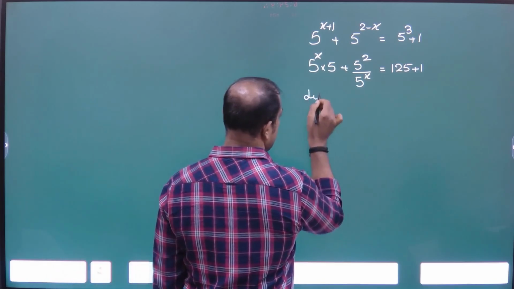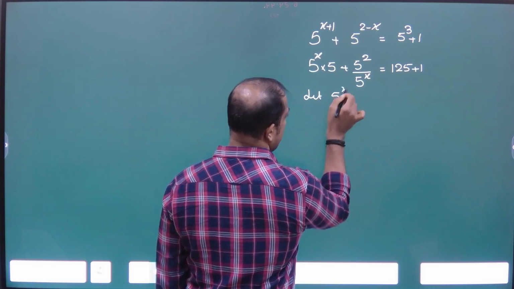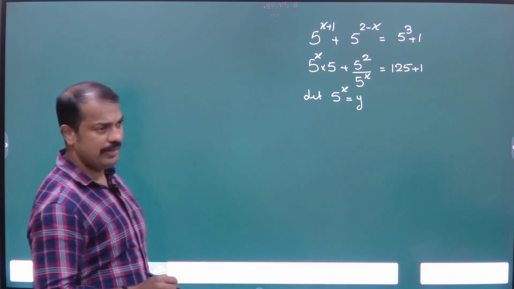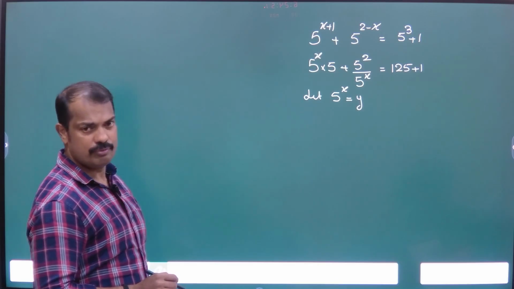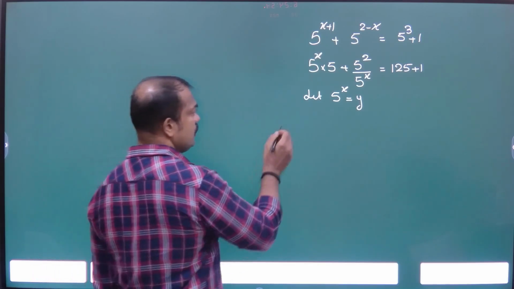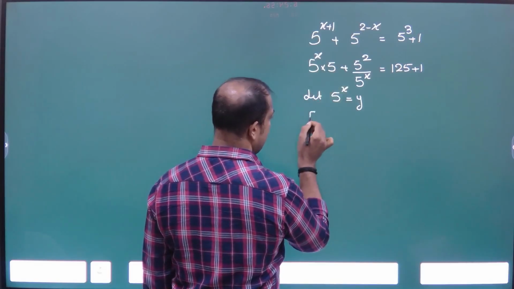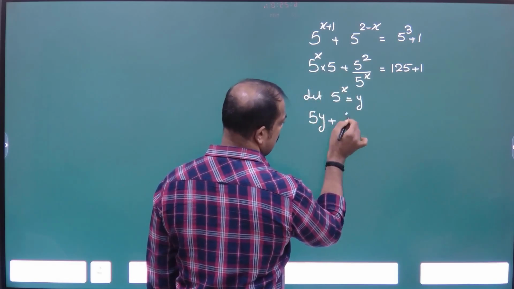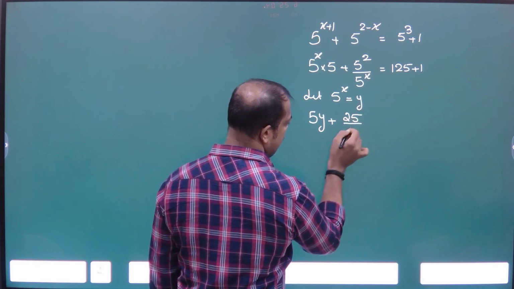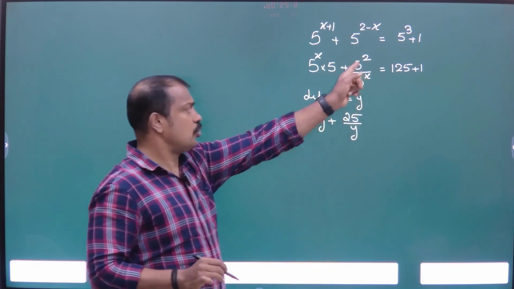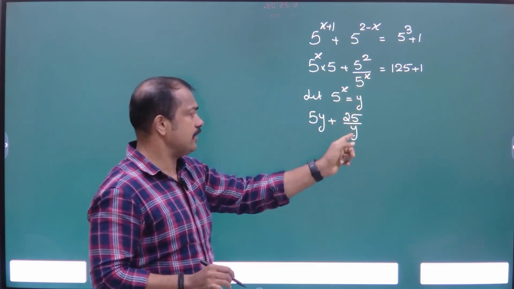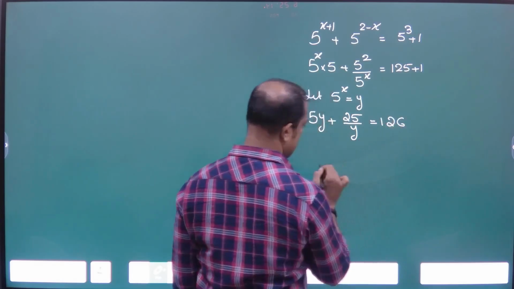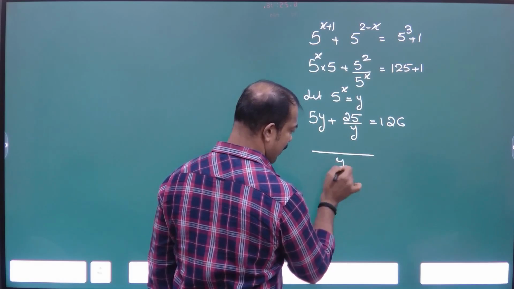Let 5 raised to power x be equal to y. Put 5 raised to power x equal to y. So what is the first equation? 5y plus 25 divided by y, because 5 squared is 25, divided by 5 raised to power x, which is y, is equal to 126. What is the LCM? y.